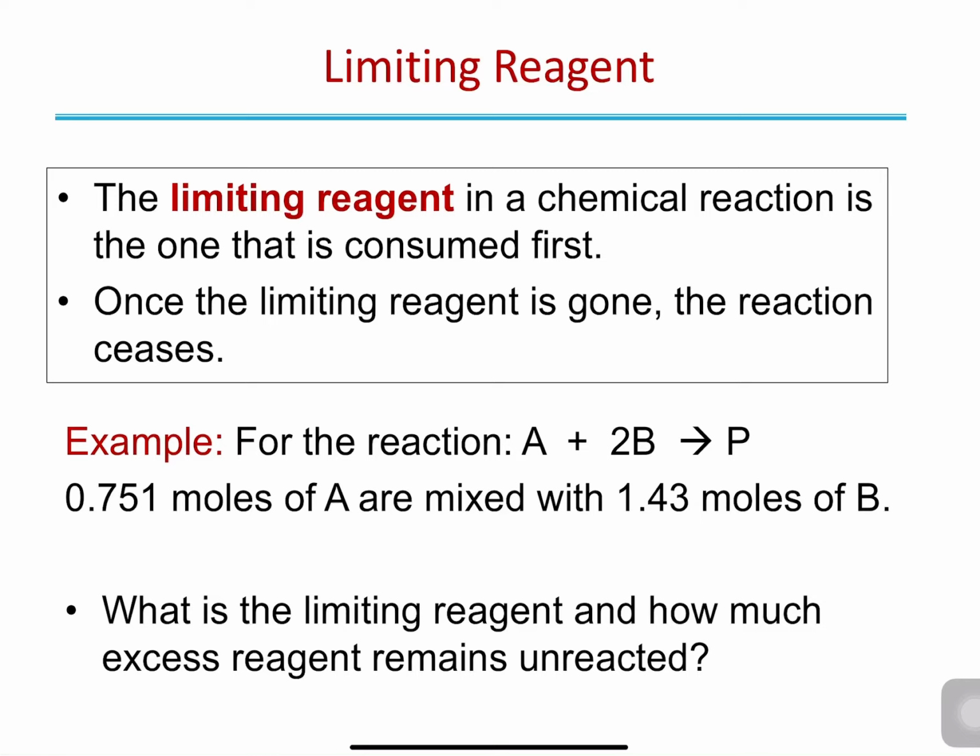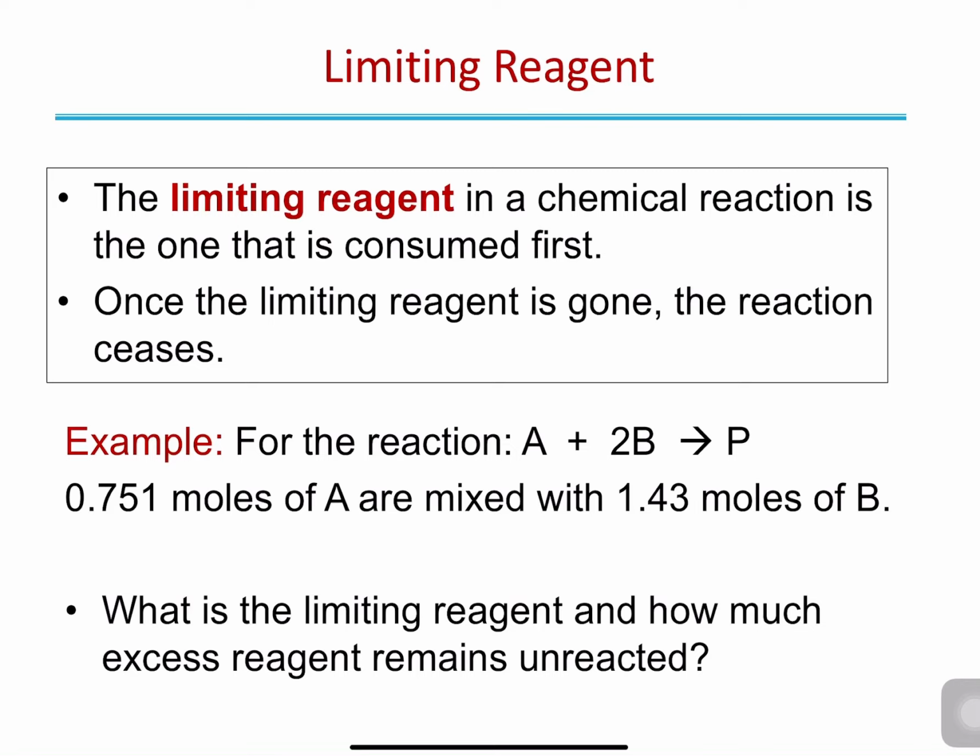The limiting reagent in any chemical reaction is the one that is consumed first. So once the limiting reagent is gone, then the reaction will stop. For example, if you have a reaction like A with 2B will give you a product. So if 0.751 mole of A are mixed with 1.43 moles of B, which one is the limiting reagent?